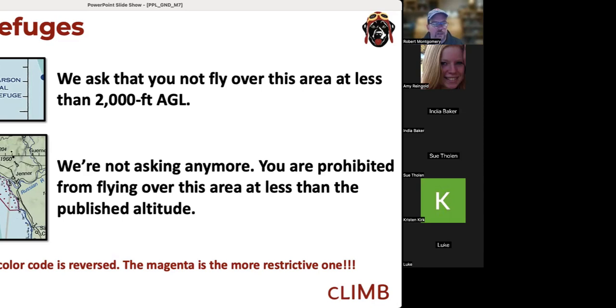So in this case, this one here, they say flight operations below 1,000 AGL over the designated areas within the Greater Farallones National Marine Sanctuary violate NOAA regulations, see 15 CFR 922, right?